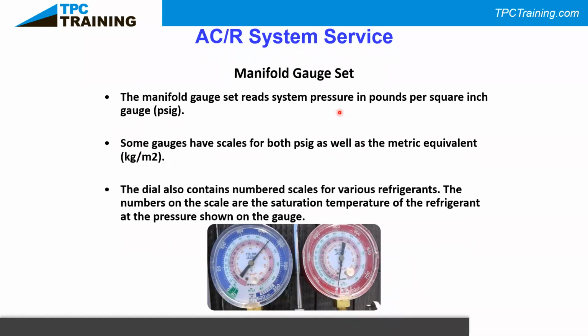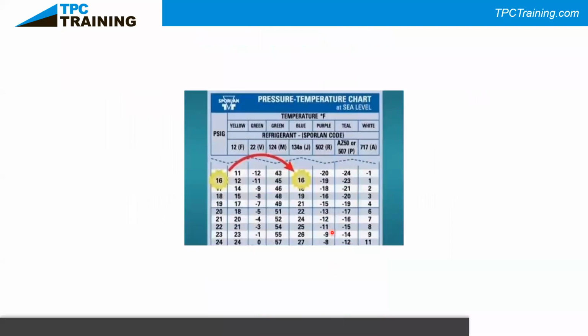The manifold gauge set reads pressures in pounds per square inch. For those that are joining us from Canada, last presentation we had a couple people that joined us from Canada, you'll be reading it in kPa, or kilopascals. I read it in PSIG.